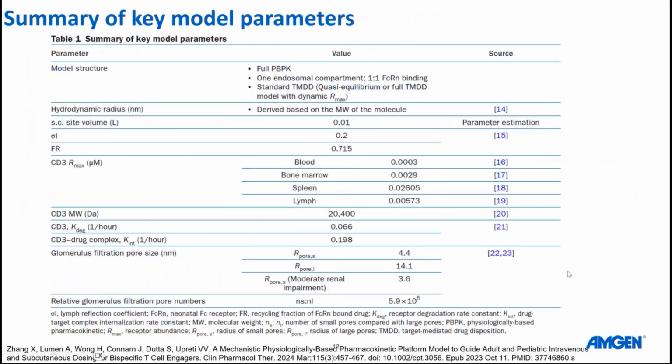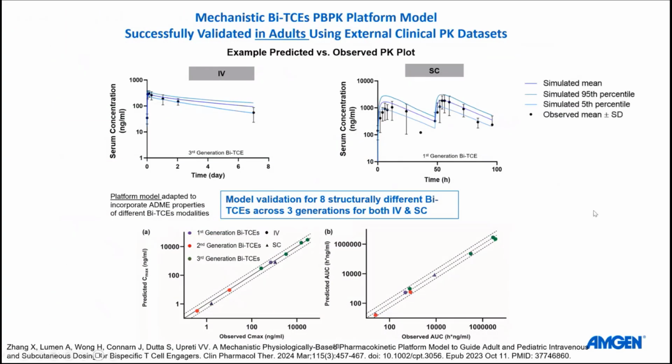So this slide is a summary of the key model parameters for the base adult model. I have cropped this slide from the published manuscript where you can find more details. And on this slide I'm showing model validation. So this is mainly in adults.